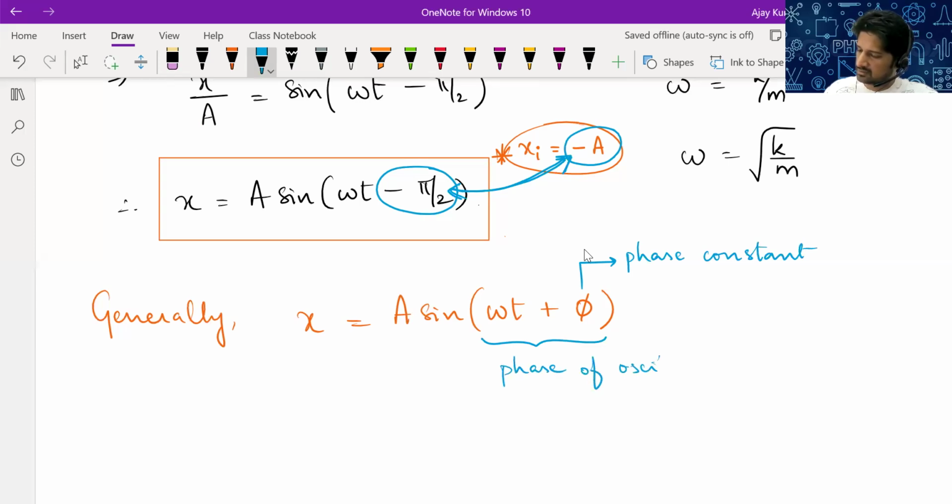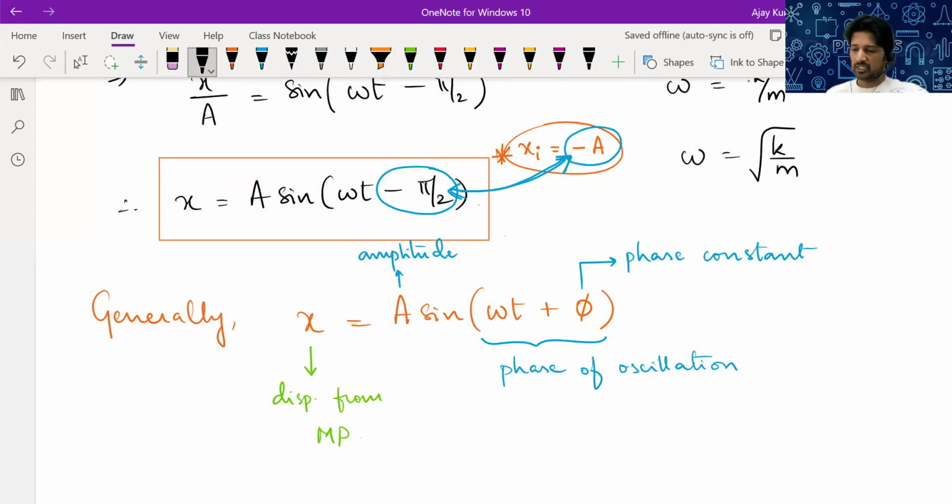And this entire bracket is called the phase of oscillation. You'll understand all these terms when we solve some problems, or when we actually visualize motion based on this equation. That bracket, omega t plus phi, whatever is inside the sine bracket, is called the phase of oscillation. And you know a is called the amplitude of oscillation. And what is x? In all this derivation, x is the displacement from the mean position. Don't confuse x for actual position. So this is the general position time equation of an object executing simple harmonic motion.